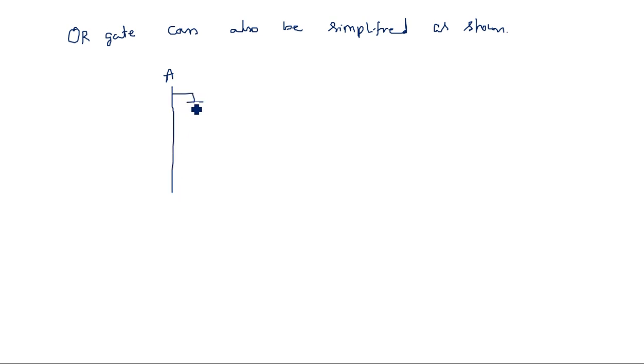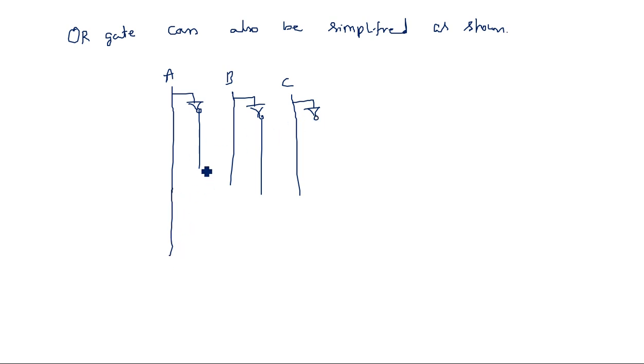Okay, I will draw that. OR gate can also be simplified as shown. A bar, B, B bar, C, C bar. I can show all these in one circuit diagram, but for better understanding, I'm separating the circuits.